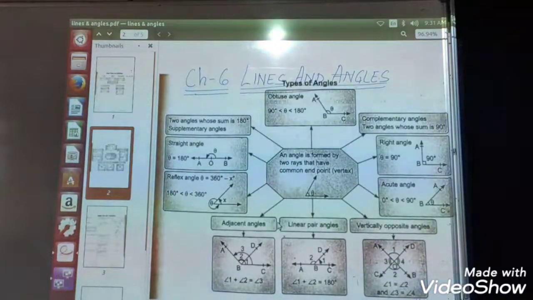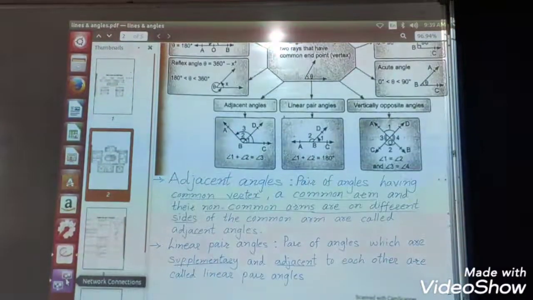Now, we have learned adjacent angles also. Now, what are adjacent angles? Then we have learned linear pair of angles also. We have learned vertically opposite angles also. Let's once recall the definition of all these pairs of angles. So let's see what are adjacent angles.